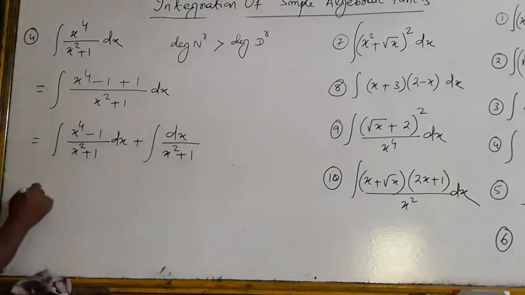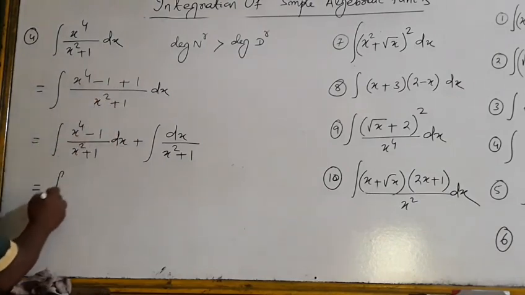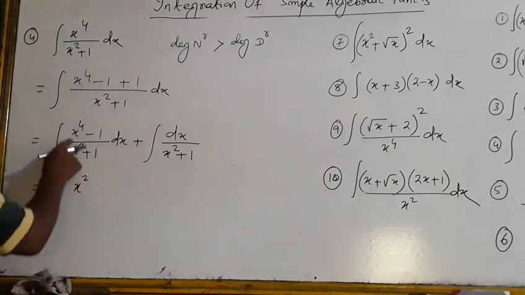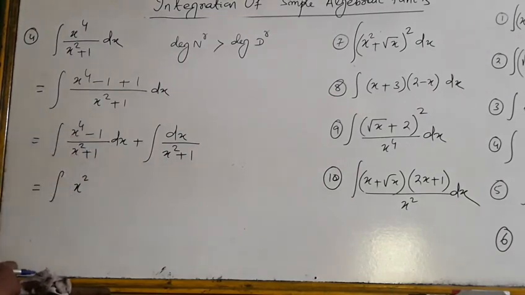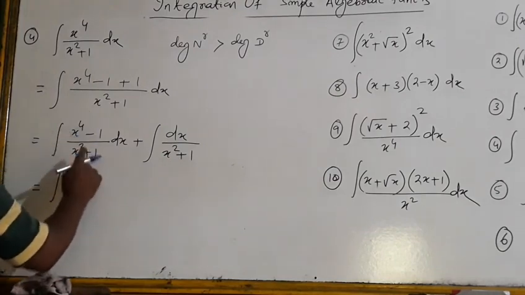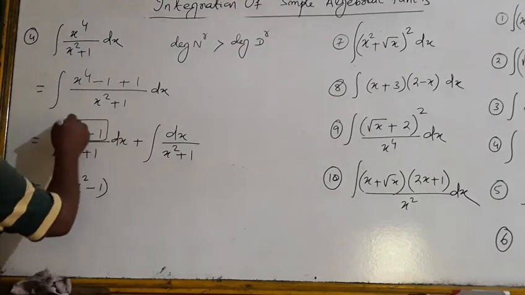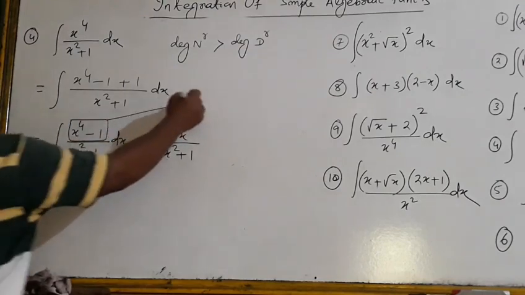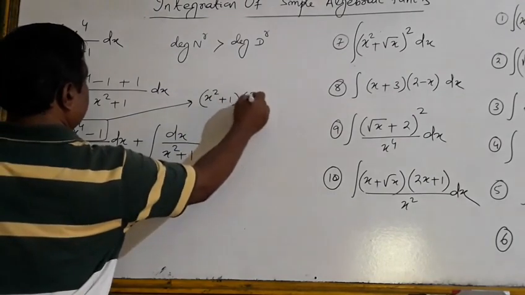Now tell me what is this? x4th minus 1 by x square plus 1. It is x4th minus 1 is x square plus 1 into x square minus 1. So if x square plus 1 cancel, then it becomes what? You know it is x square plus 1 into x square minus 1.